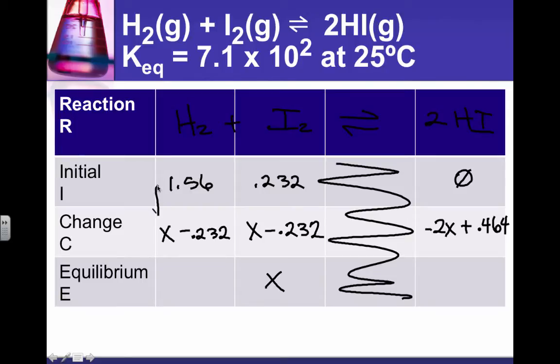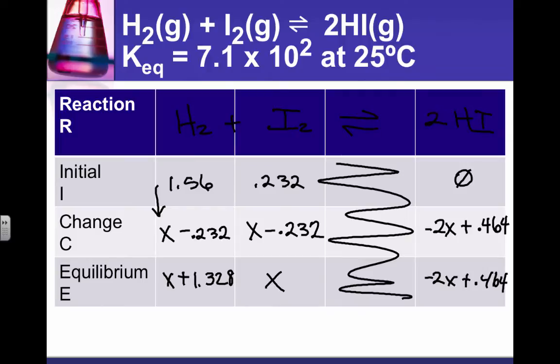So add initial plus change. We're going to combine like terms here. So I get X plus 1.328 because I've combined the 1.56 and a negative 2.32. And for HI, that's easy because I'm just going to call this negative 2x plus 0.464. Easy enough, right? Because 0 plus something is still that thing.